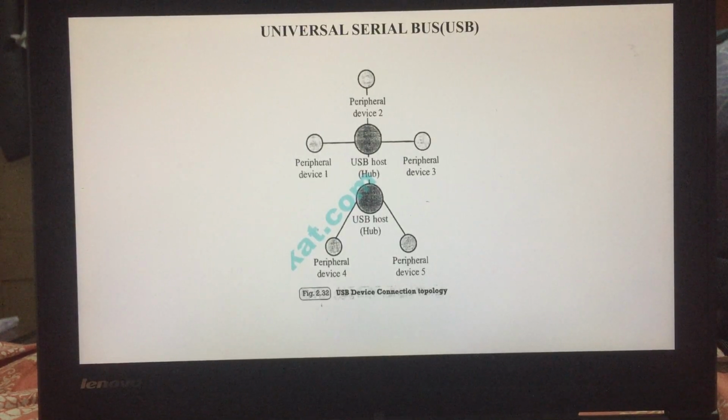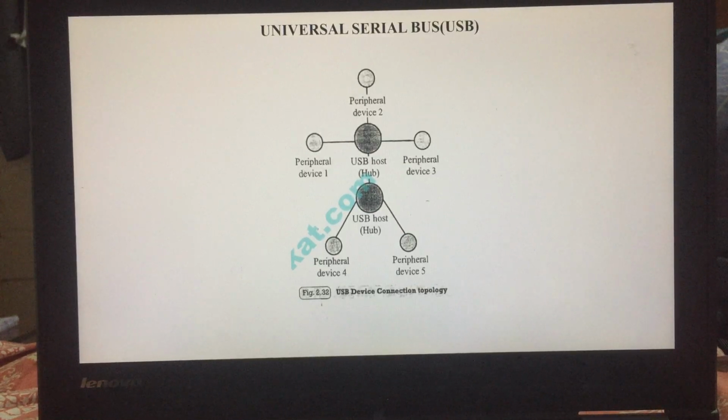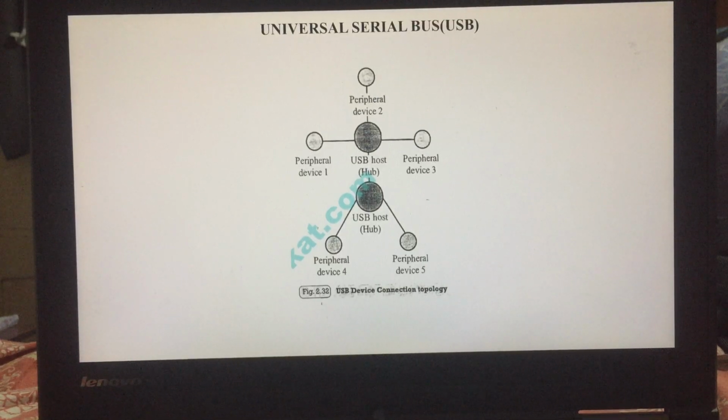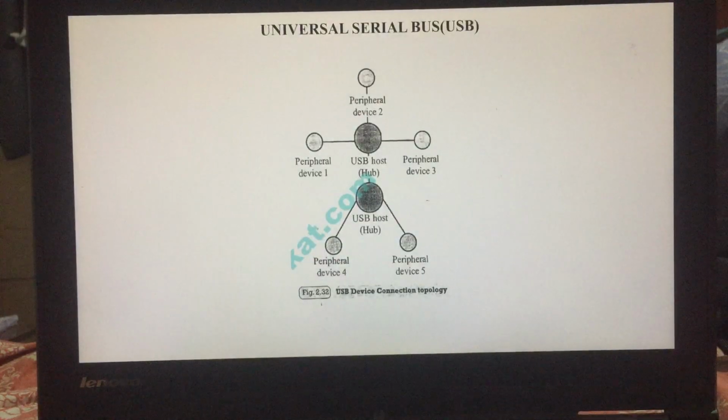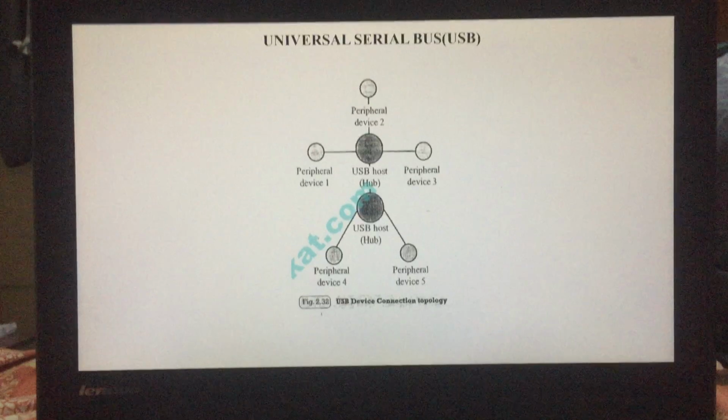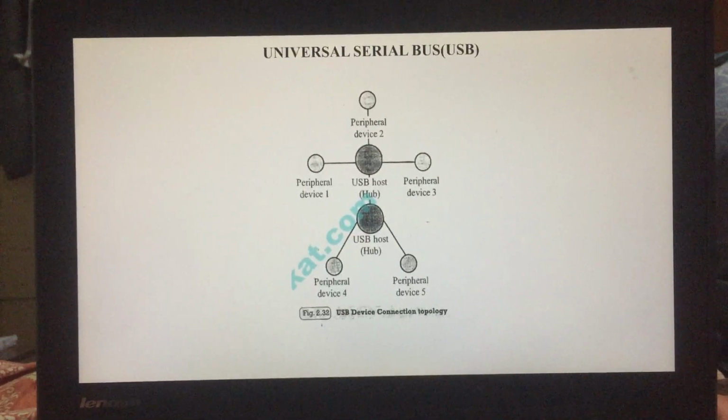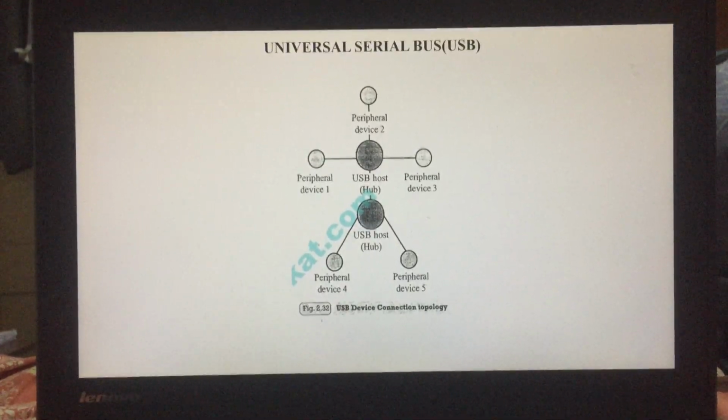Universal Serial Bus or USB. Universal Serial Bus, USB, is a wired high-speed serial bus for data communication. It has a USB host at the center and one or more USB peripheral devices or USB hosts connected to it. Figure shows the star topology for USB device connection. It transmits data in packet format. Packet has a standard format.